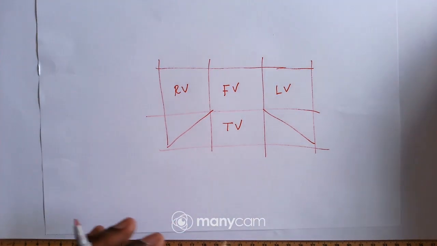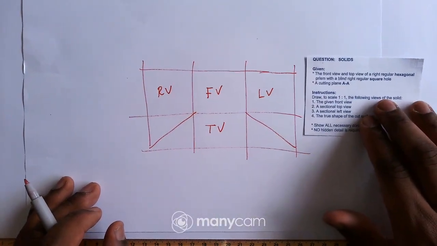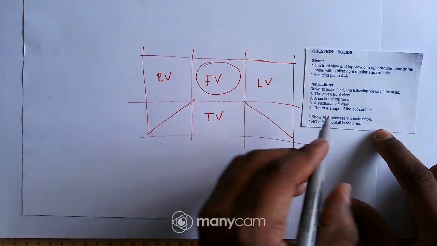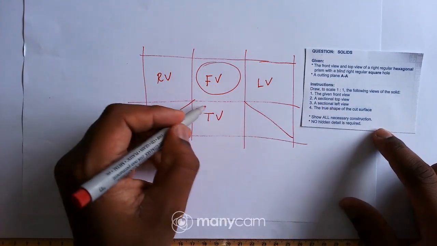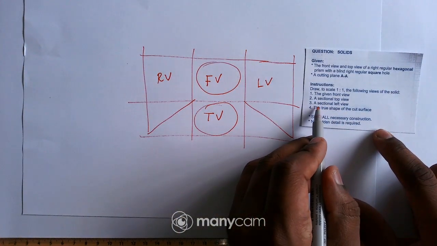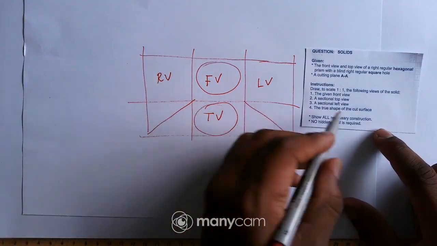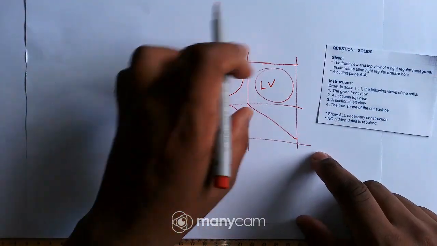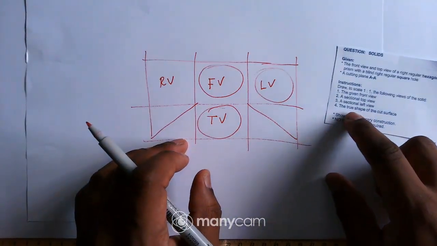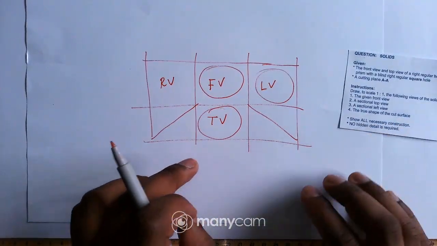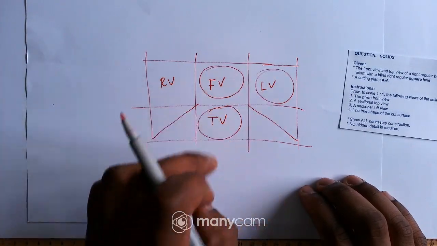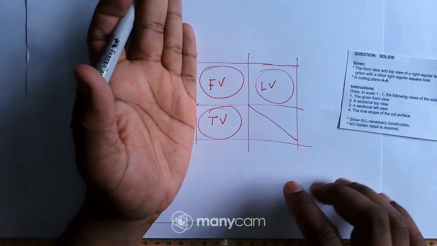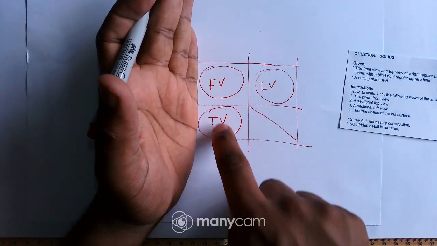Okay, so now I have to go back to my instructions. Remember, we are required to draw the given front view, so I'll have to draw that view. Sectional top view will be there, and sectional left view, my left view will be there. The true shape, obviously I'll use the cutting plane to draw that view. So my focus will be on these 3 views, so I can cancel that view out. Now I'll have to draw this view only, right?